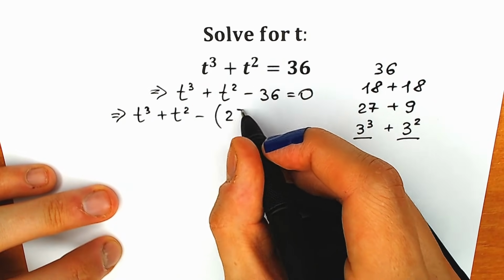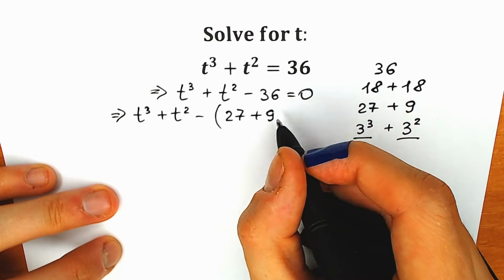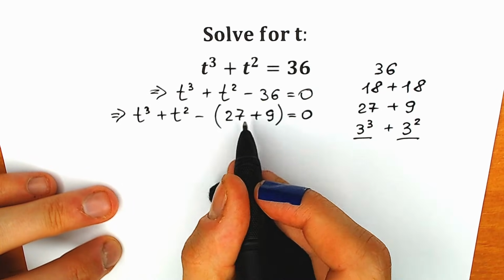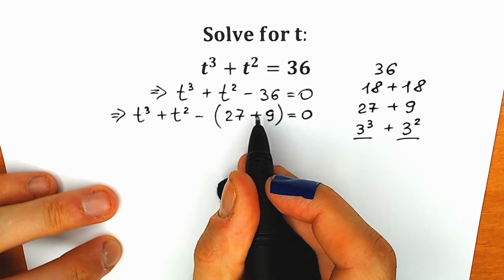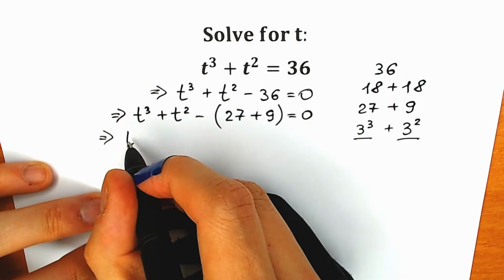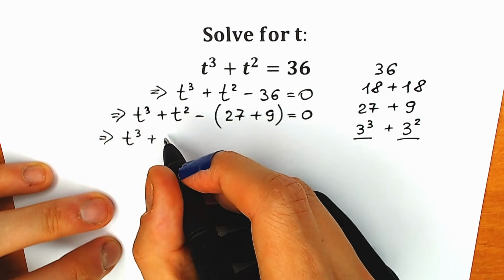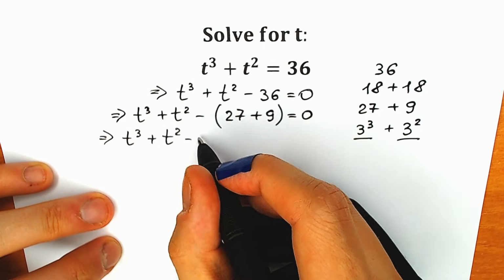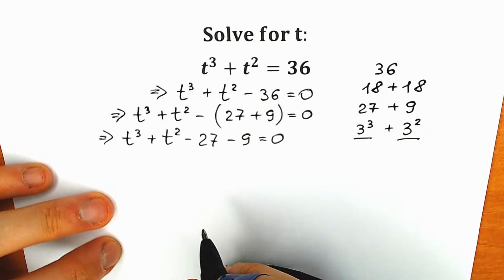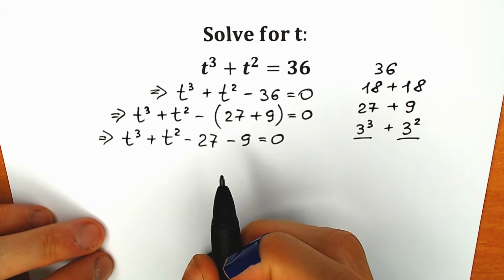So minus (27 plus 9). Right now we can actually get rid of the parentheses, but we need to change all the signs to the opposite ones. So we need to change this sign to negative because we have a negative before the parentheses. So we have t cubed plus t squared minus 27 and minus 9 equal to 0. Okay, this is our equation right now.